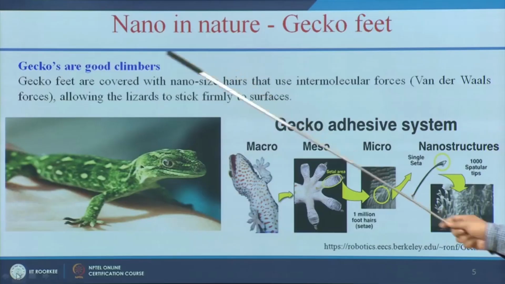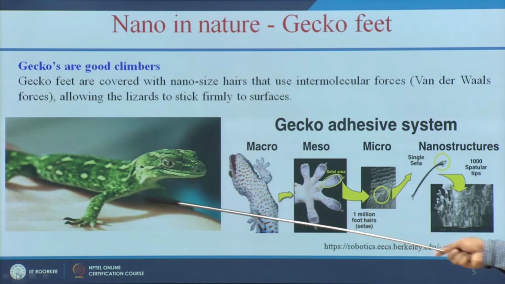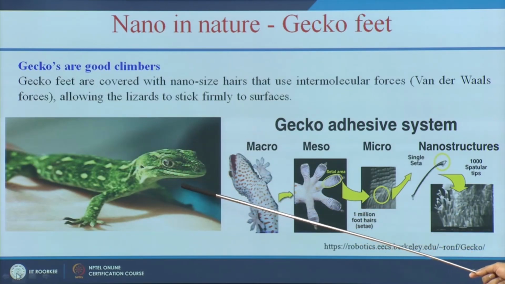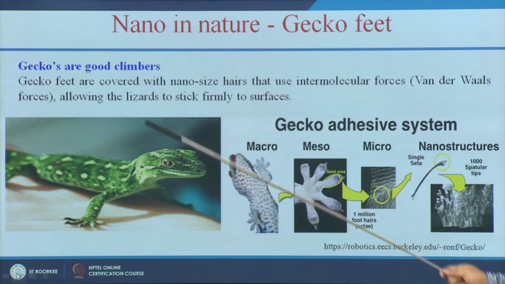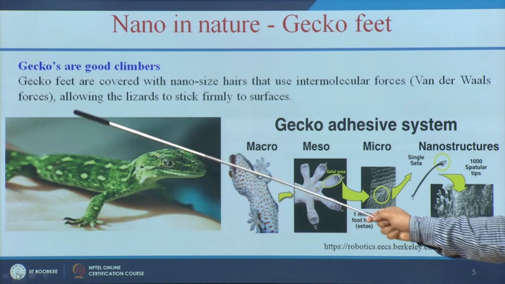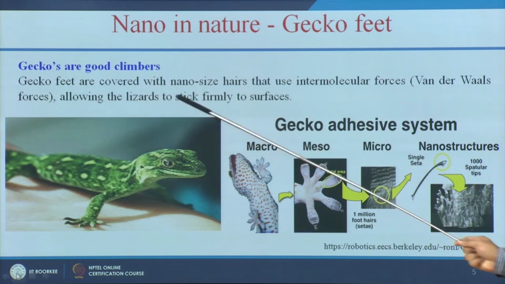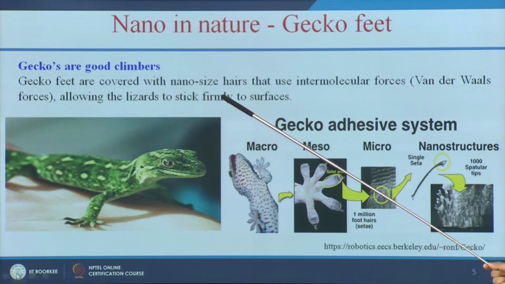The first example is the gecko. The gecko is one of the very good climbers. It can climb any kind of surface. It can be a soft surface or a slippery surface. It can easily climb. So how is it possible? The gecko feet are covered with nano size hairs. These nano size hairs use the intermolecular forces, that is van der Waals force, which allows the lizards to stick to the surface very strongly.